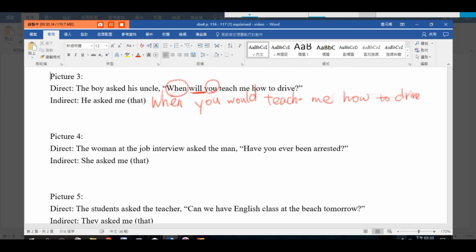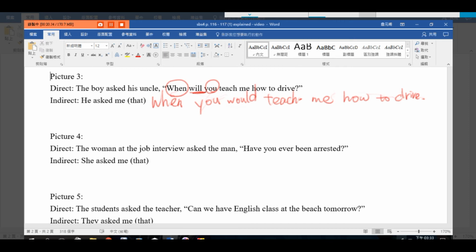Okay, so that's the sentence: He asked me when you would teach me how to drive. All right. Now, picture number 4. Picture number 4 is also on page 117. It is the picture where there's a supervisor talking to another man.